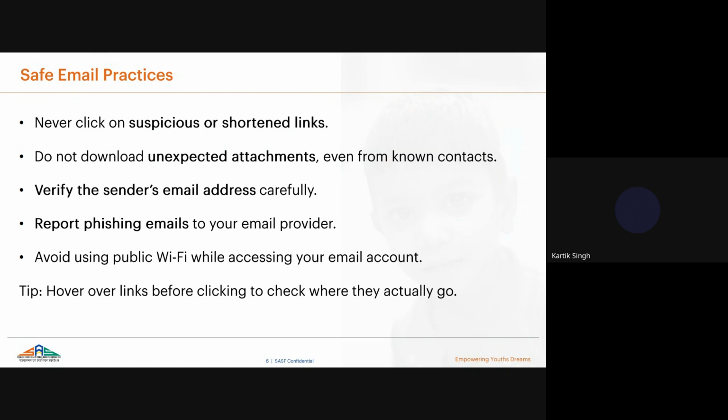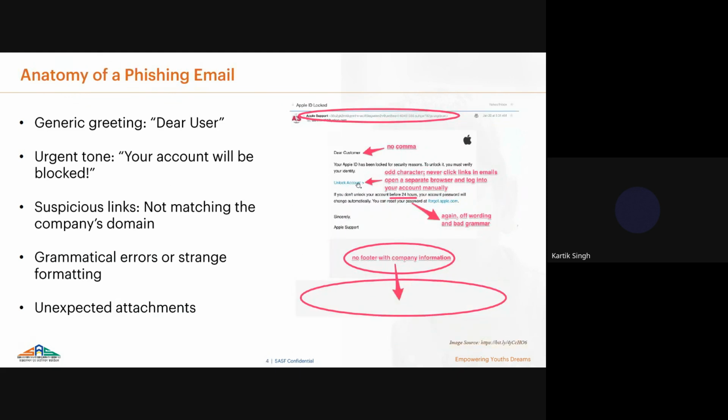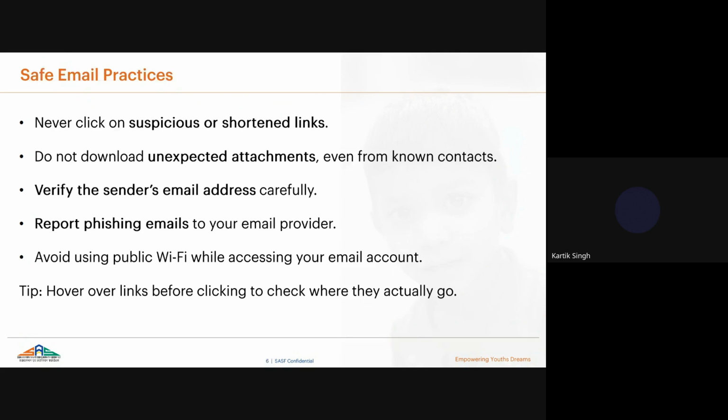Also, you can hover over links before clicking to check where they actually go. For example, if the link is hidden inside the text, what they might have done is that if we hover over it, it will show a shortened link. For the shortened link, we can go to Google and search for redirect tracer, or trace the redirection link, and hit enter. Then you can paste that shortened link over there and check where that link is redirecting to. So these are some practices that help us keep our emails safe.